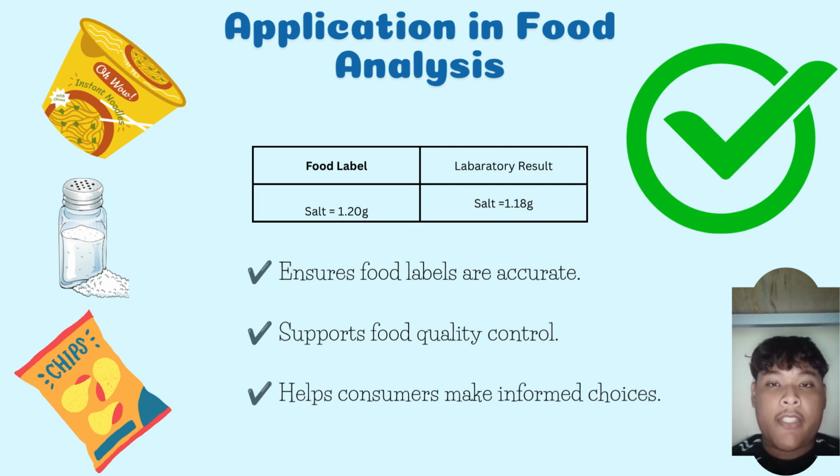In conclusion, gravimetric analysis is a reliable and accurate method for measuring salt content in food. It helps ensure that food labels are trustworthy, supports quality control in the food industry, and allows consumers to make informed choices about the food they eat.